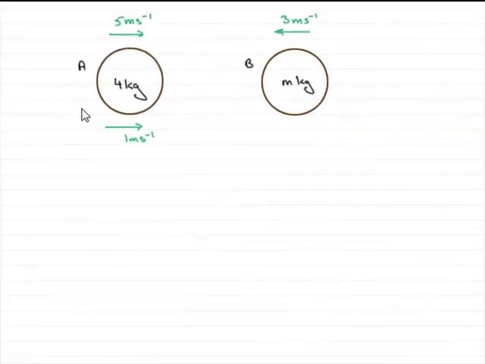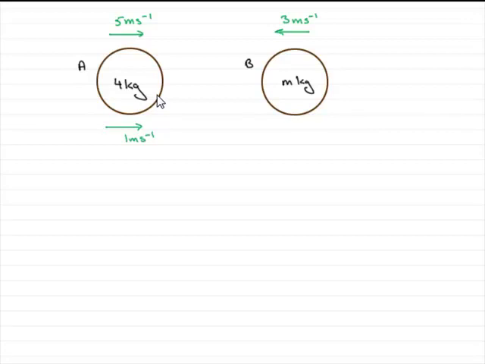First of all, what I've done is I've drawn the two spheres, A and B, A with mass 4 kilograms, B with mass m kilograms. We're told that they're approaching one another. A is initially approaching B with a speed of 5 meters per second, and B is approaching A with a speed of 3 meters per second. And after the collision, A moves with a speed of 1 meter per second in the same original direction.